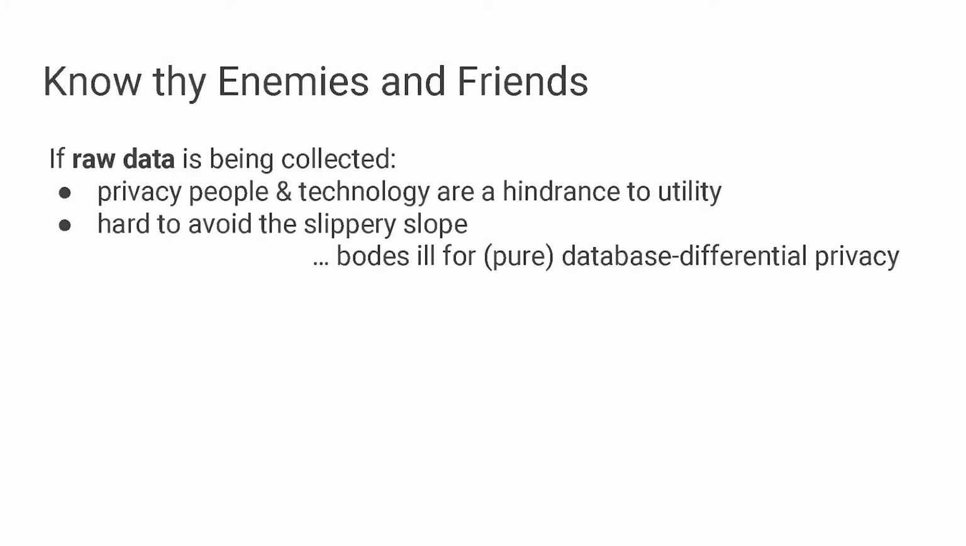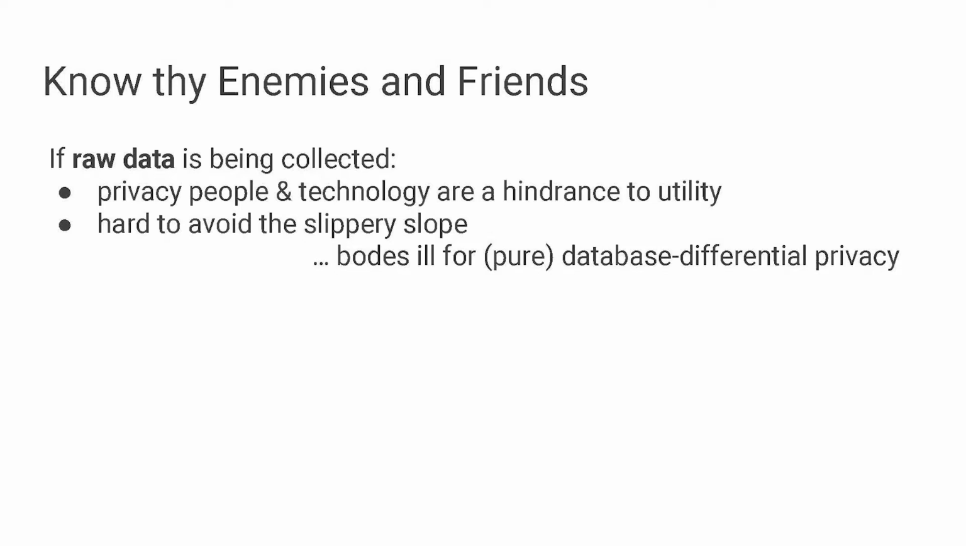And then there's this thing about knowing your enemies and friends. In a company like Google, there's a lot of data being collected. There are many teams that have their own way of working with things. If raw data is being collected already, then privacy people and any sort of technology is a hindrance to utility, right? You are already collecting data, you already have a pipeline going through, and now if you want someone to say, hey, we're going to screw everything up, we're going to add some noise, things are not going to be that accurate, people are a bit resistant, or not quite as on board as we would like them to be.